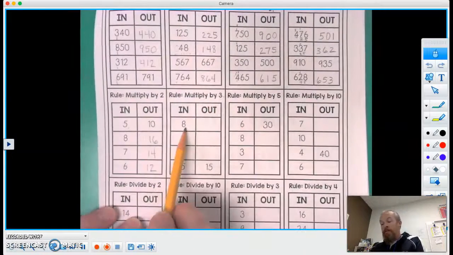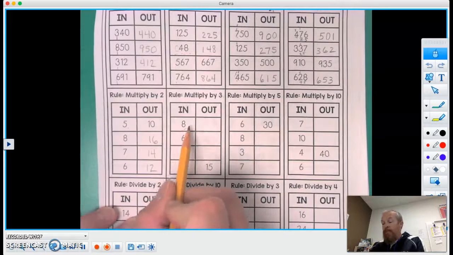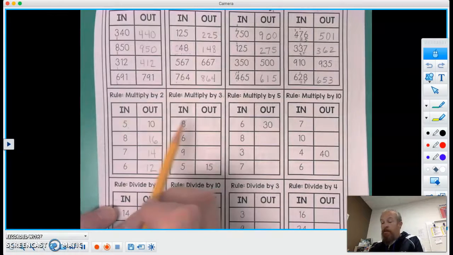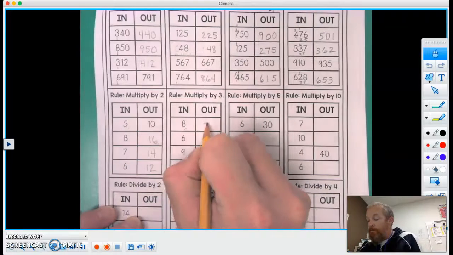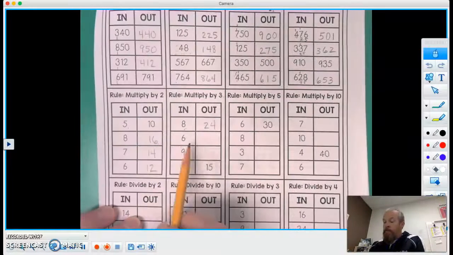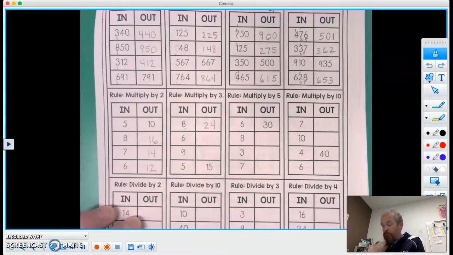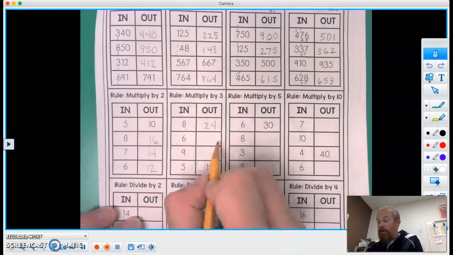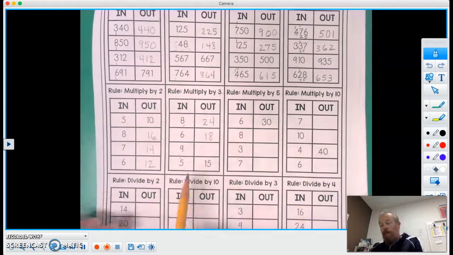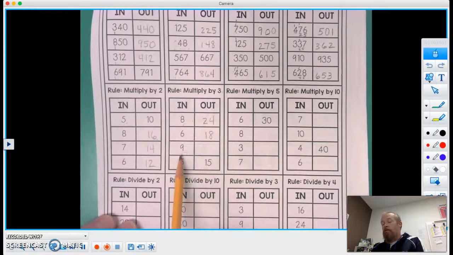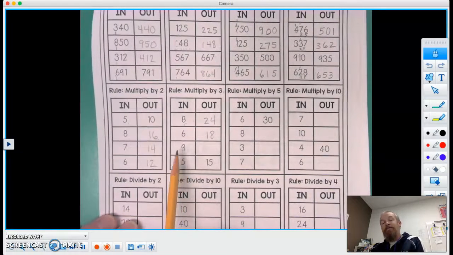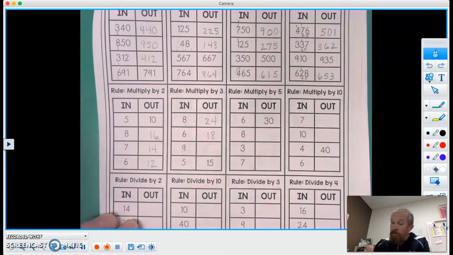Multiply by 3. So this time it's 3 of them. So 8 plus 8 plus 8. Okay? Well, 8 plus 8 is 16. Plus 8 more is 24. 6 plus 6 plus 6. 6 threes. So 6 plus 6 was 12. Plus 6 more is 18. 9 plus 9. 9 twos. Okay? 9 plus 9 is 18. Plus 9 more is 27.